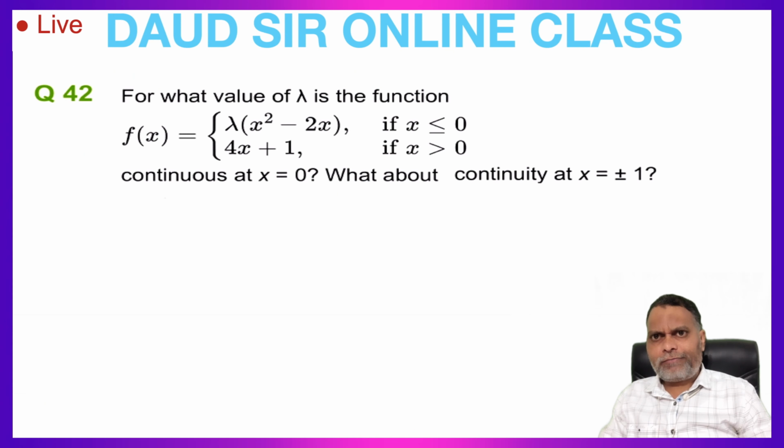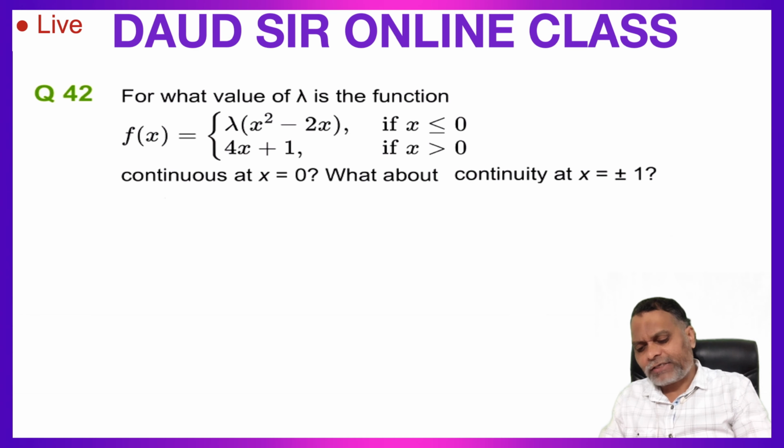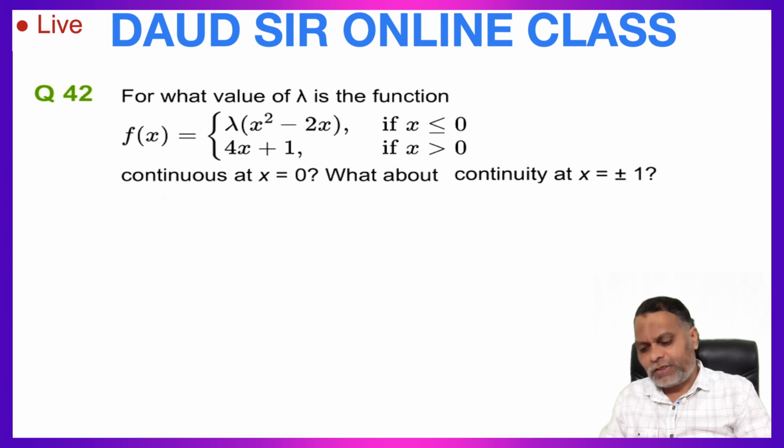Question number 42. For what value of lambda is the function f of x is equal to lambda into x square minus 2x if x is less than or equal to 0 and f of x is equal to 4x plus 1 if x is greater than 0.